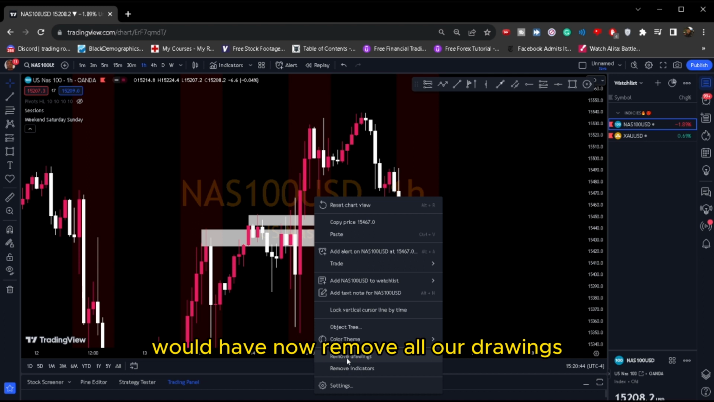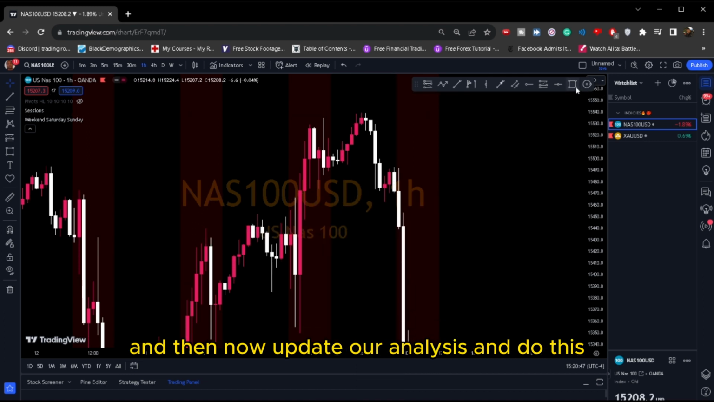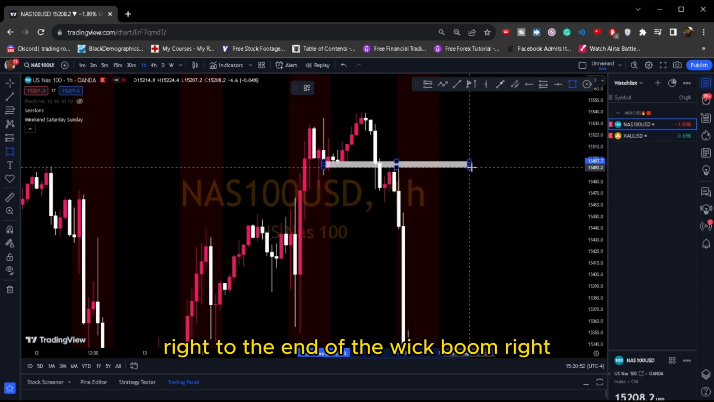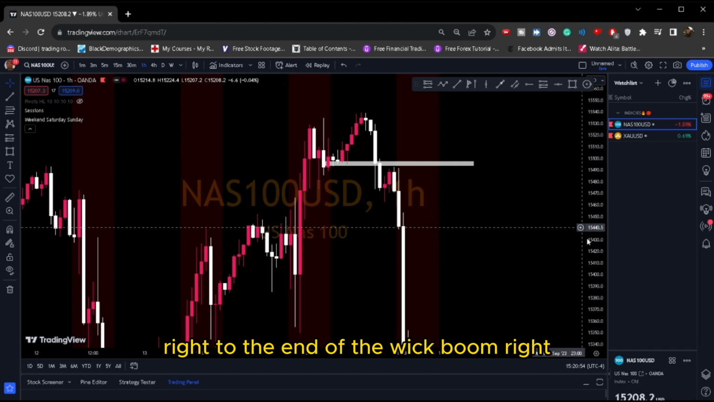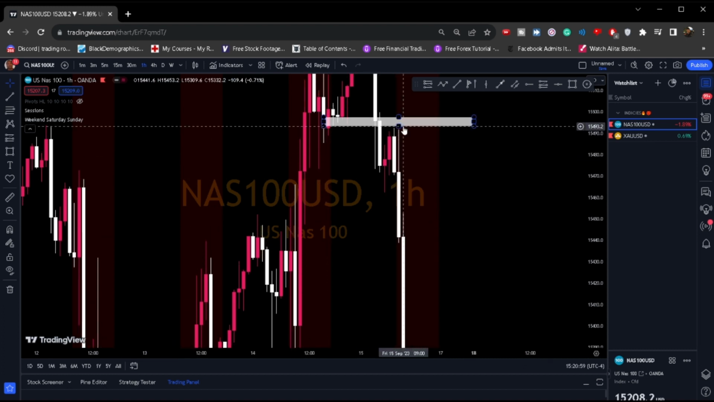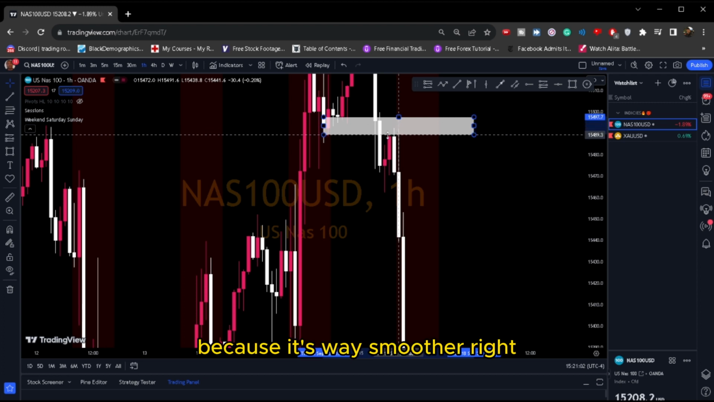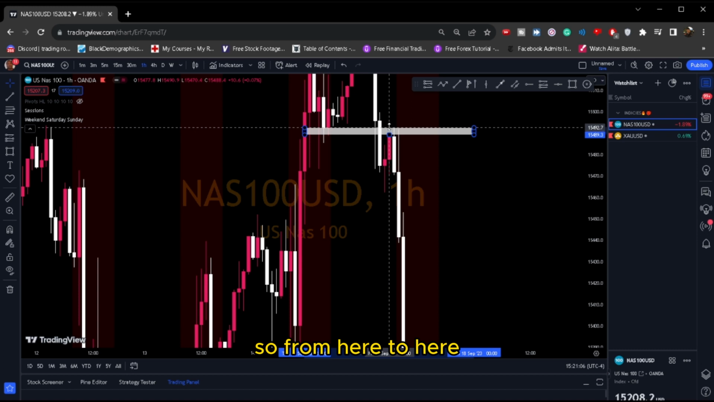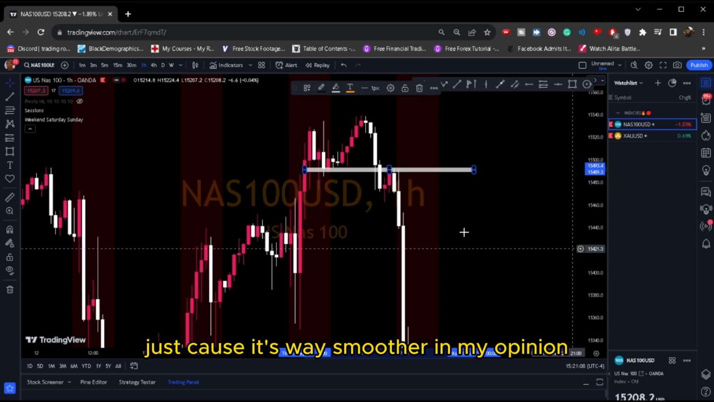So in this case, we would now remove all our drawings and update our analysis and do this and mark from the body close to the end of the wick. Boom. Right, so I actually used this particular body close here because it's way smoother, right? So from here to here, it's actually because it's way smoother in my opinion.